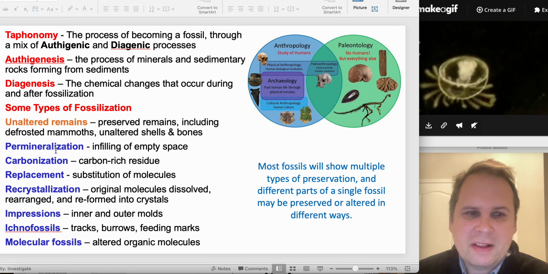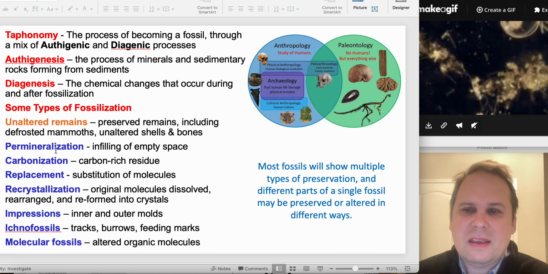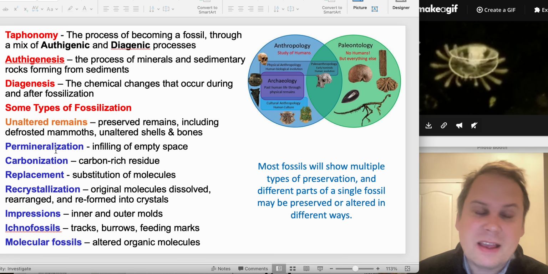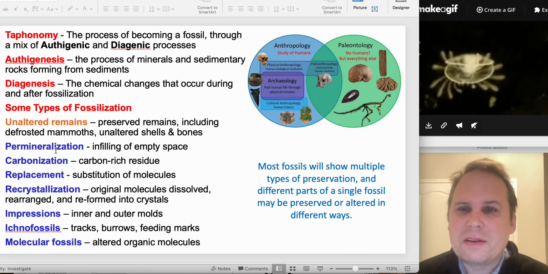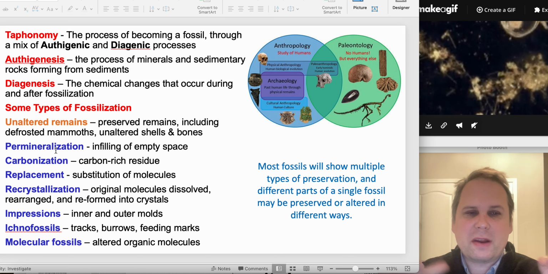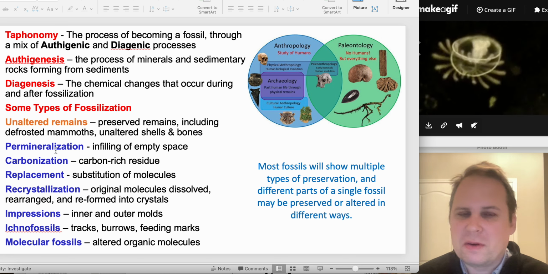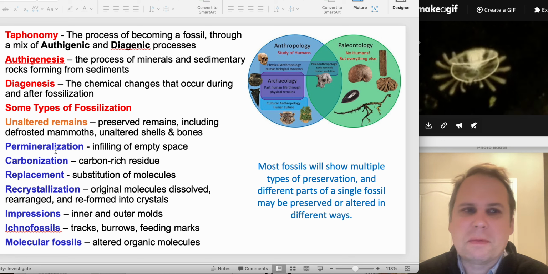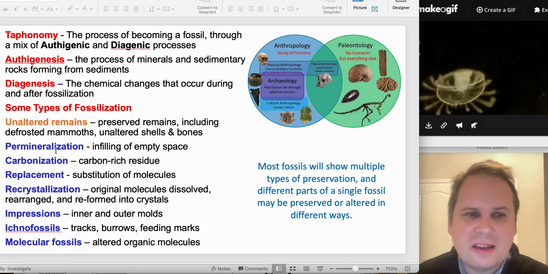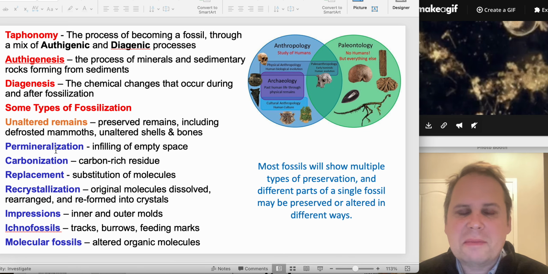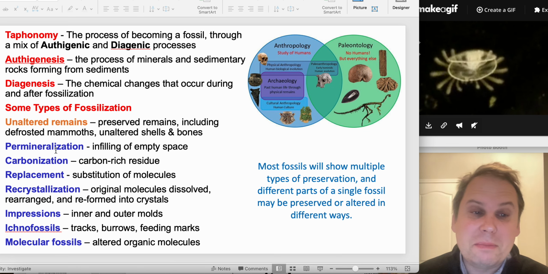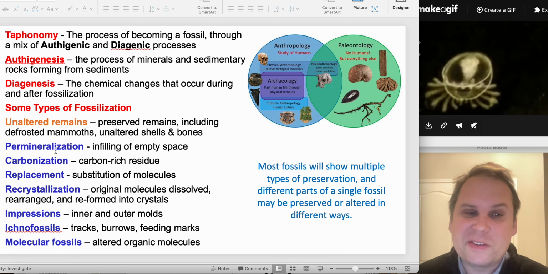So permineralization is going to be, the most common type is silica permineralization, where you are basically just filling in all the empty space. You're draining out all the water from an organism or from its remains and replacing that with usually silicon dioxide. That's how you make most petrified wood, and that's why it looks so glassy and beautiful when it's cut and polished.